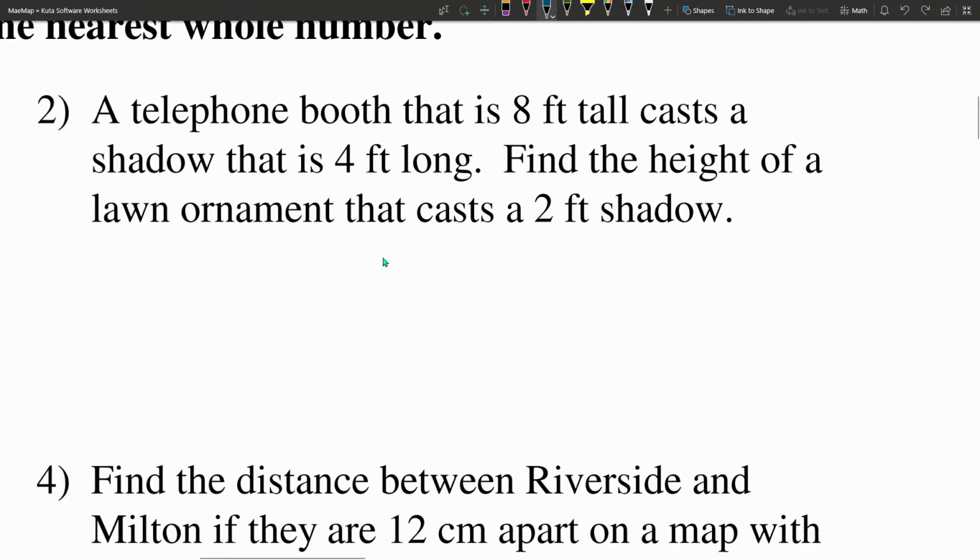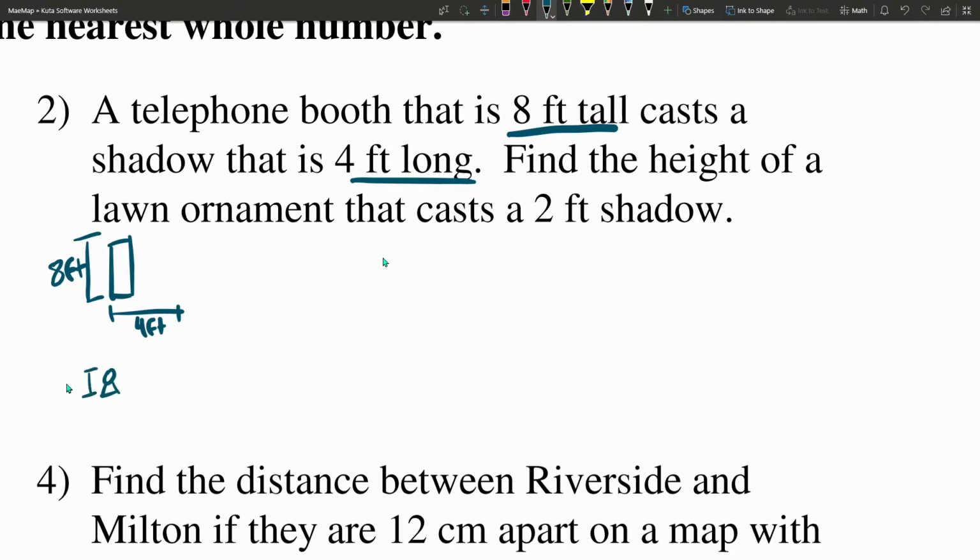For number 2, we have that a telephone booth that is 8 feet tall casts a shadow that is 4 feet long. So let's go ahead and draw this telephone booth. We know that its height is 8 feet, and it casts a shadow that is 4 feet long. Find the height of a lawn ornament that casts a 2-foot shadow. So we have some lawn ornament here. We don't know its height, but we do know that it casts a 2-foot long shadow.